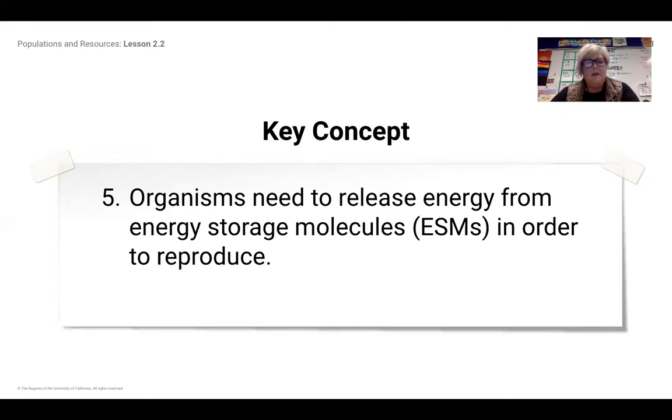Doesn't that make sense? We read about the penguins, we read about the elephant seals, we read about the lightning bugs, but that's not what they're called. I can't remember what we called them. Fireflies. We learned about the fireflies and we learned about the penguins. Organisms need to release energy from energy storage molecules in order to reproduce.